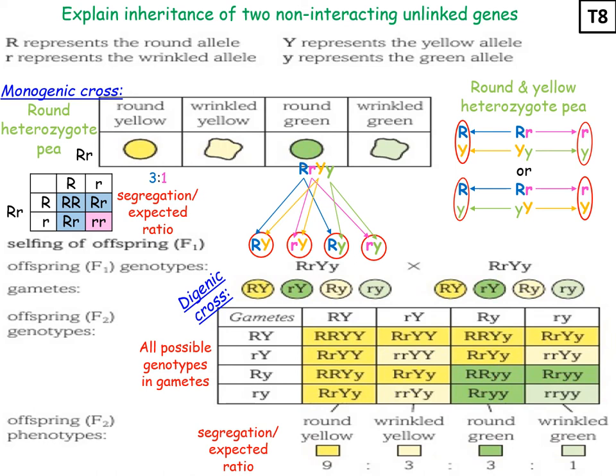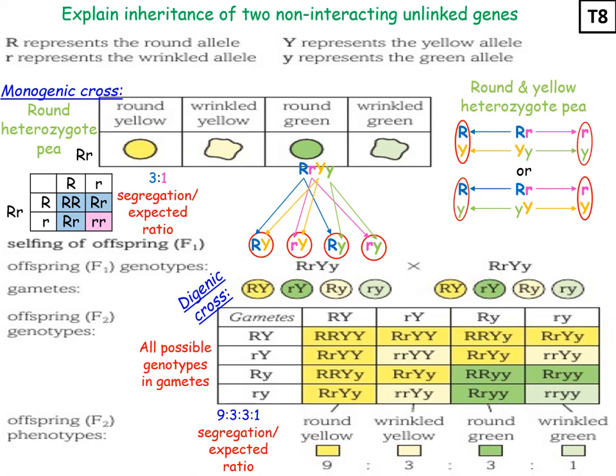And then if we look at the combinations that they form, we see that the expected ratio or the segregation ratio is 9-3-3-1. Just like we've got a 3-1 expected ratio for two heterozygotes in a monogenic cross, in a digenic cross with heterozygous parents, the segregated or expected ratio is always 9-3-3-1, with 9 being the phenotypic expression of the dominant alleles for both characteristics. 3 is the dominant allele for one gene and the recessive allele of the other gene, and then 3 would be the reverse, so it'd be the recessive allele of the first gene and the dominant allele of the second gene. Whereas out of the 16 combinations, 1 out of 16 would be the recessive alleles of both genes.